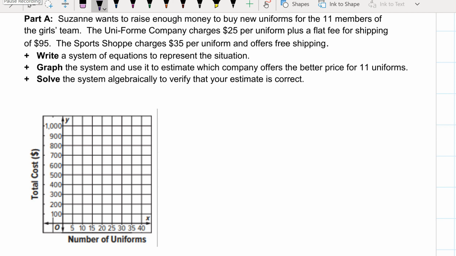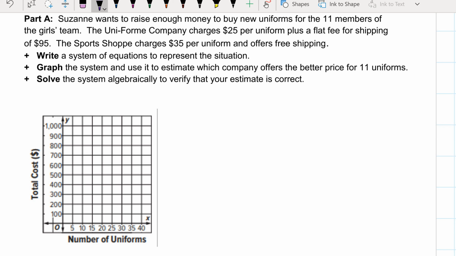Alright, we're heading back to the last problem, the performance test problem. Part A: Suzanne wants to raise enough money to buy new uniforms for the 11 members of the girls' team. The Uniform company charges $25 per uniform plus a flat fee for shipping of $95. Sport Shopee charges $35 per uniform and offers free shipping.